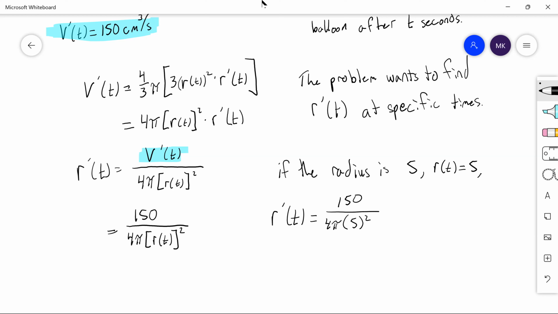Now, if we use our calculators, because I know all of us love to do that kind of math in our heads, we do 150 divided by 4 times 5 squared, so we basically ignore the pi for a second. What we end up with is a reduced fraction of 3/2. And then we just keep our pi in there. So we get that r prime of t, when the radius is 5, is 3/2 pi, which is approximately equal to 0.4777 centimeters per second.